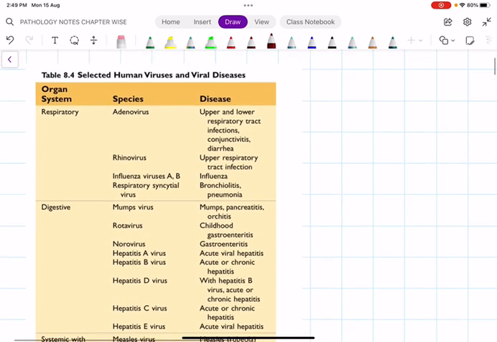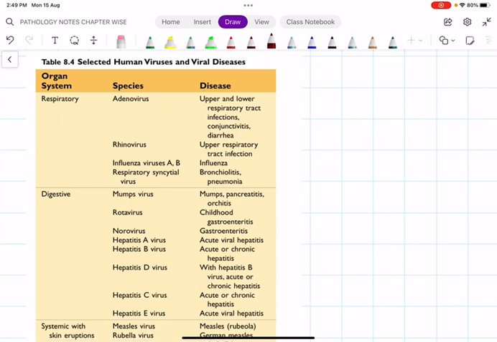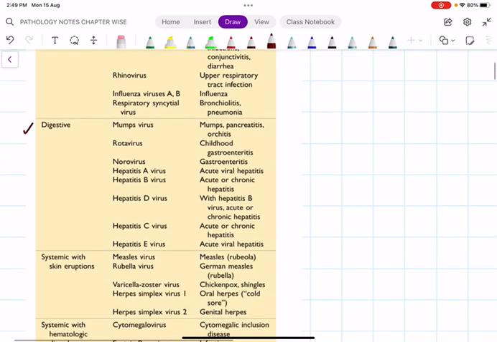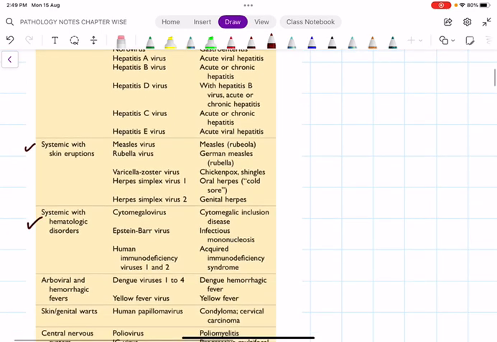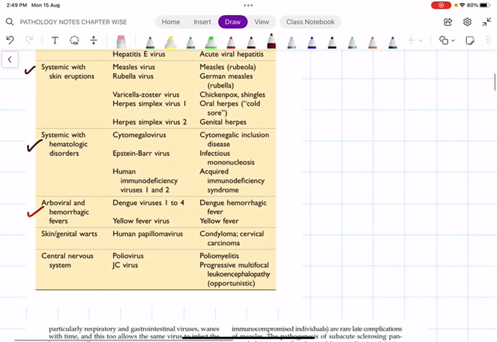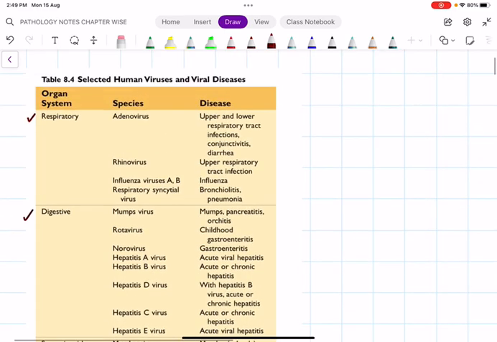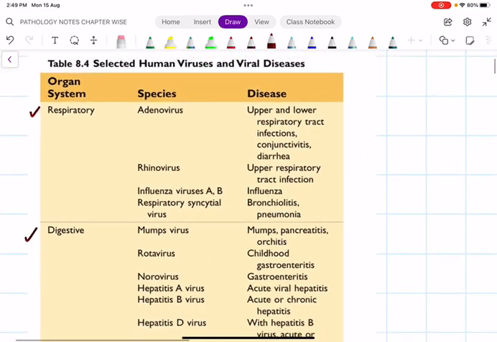Before going into the topic proper, let us give you an overview of the various viral diseases that we encounter. I am broadly dividing them into respiratory, digestive, systemic with skin eruptions, hematological disorders, arboviral hemorrhagic fevers, skin and genital warts, and central nervous system.